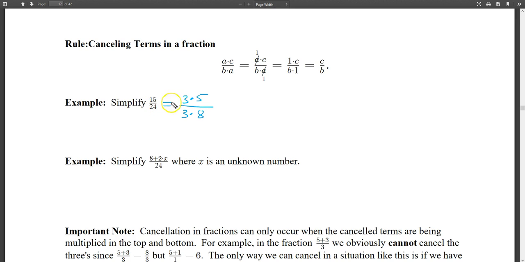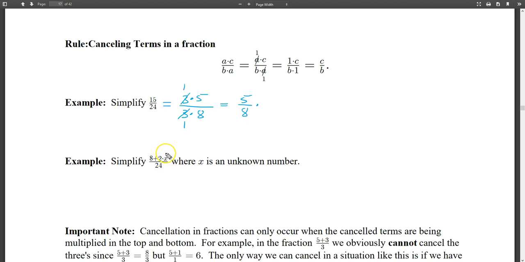So you just have to look: does 24 have a factor of 3 or 5 in it? Yes, you can write 24 as 3 times 8. Now we can cancel the 3's, right? And you're left with 5 over 8, or 0.625.